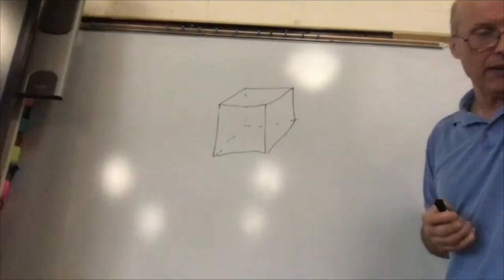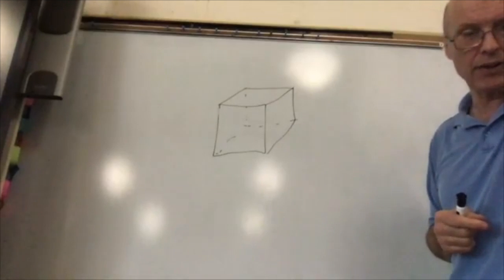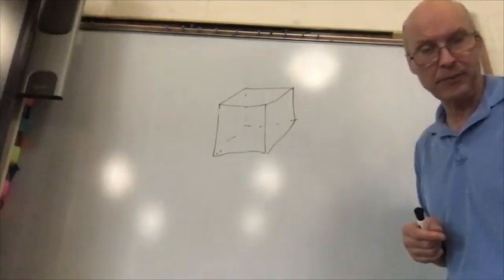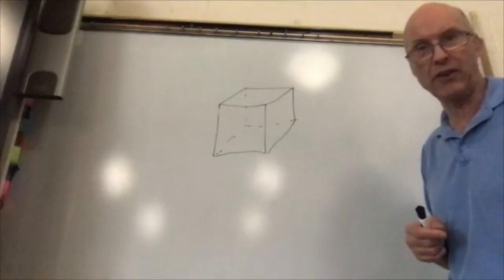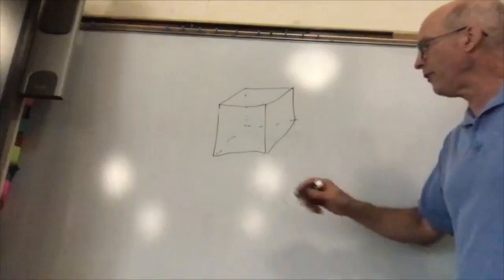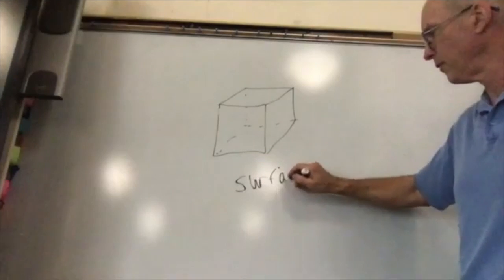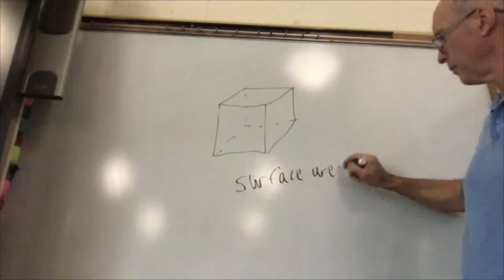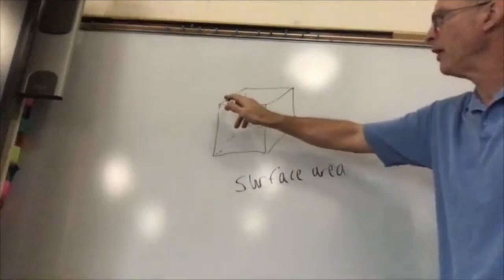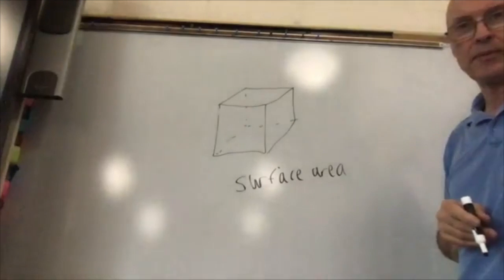There's the tetrahedron, there's the cube, the octahedron, the dodecahedron, which has got 12 sides, and the icosahedron, which has got 20 equilateral triangle faces. Last thing I think you should know is to figure out how to find surface area. To find surface area of this cube, you're just going to simply take the area of all these 6 faces and add them up.